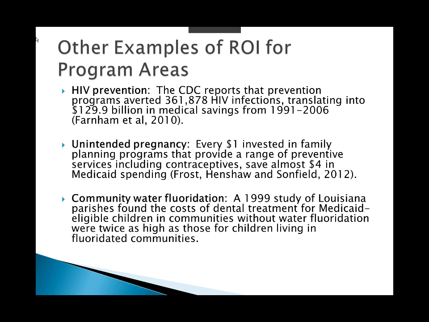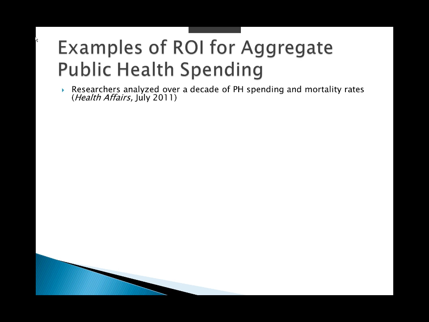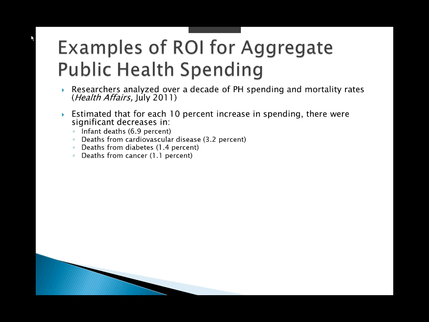We also talked about the second area in which ROI has been conducted in public health, which is on aggregate public health spending, a relatively new area. But some work has been done on this. There's a couple of good articles in Health Affairs published in July 2011 and May 2011 that looked at a decade of public health spending and mortality rates and looked at the benefits in terms of mortality. It was estimated that for each 10% increase in spending, there were significant decreases in infant deaths, deaths from cardiovascular disease, et cetera. And that could be monetized into a return on investment, a positive one.